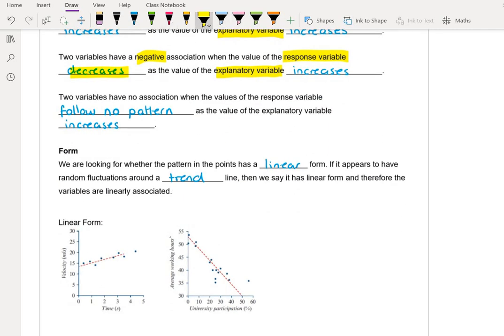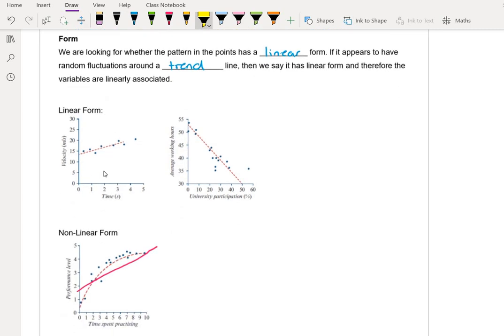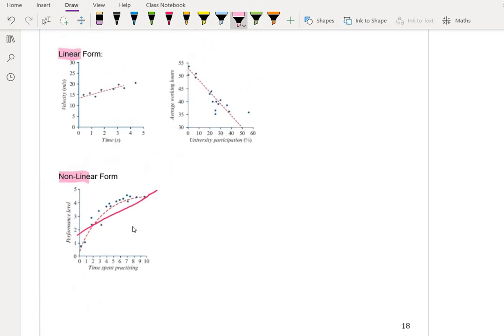And again, if there's no pattern, you can say there's no pattern. Next thing to look at is the form. Form is to talk about whether it's following a linear trend or non-linear trend. This one is a little bit tricky, so you need to be quite careful because some of them are a bit hard to distinguish.